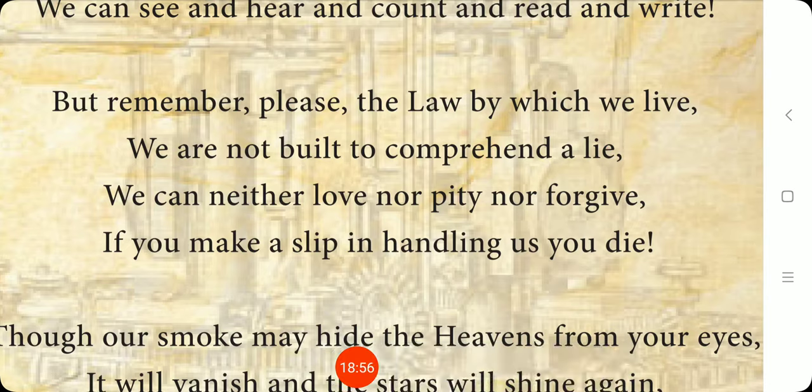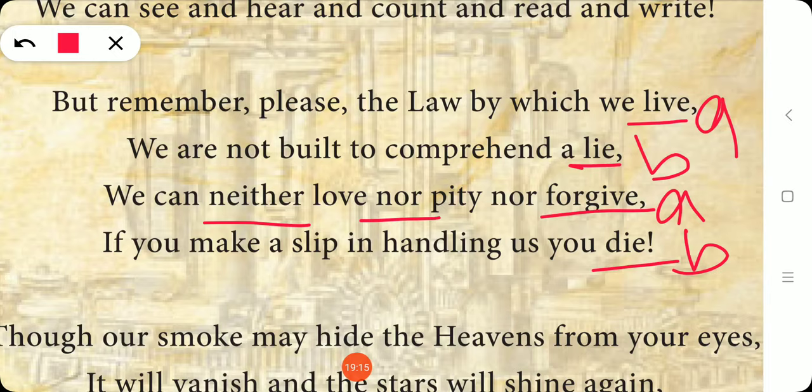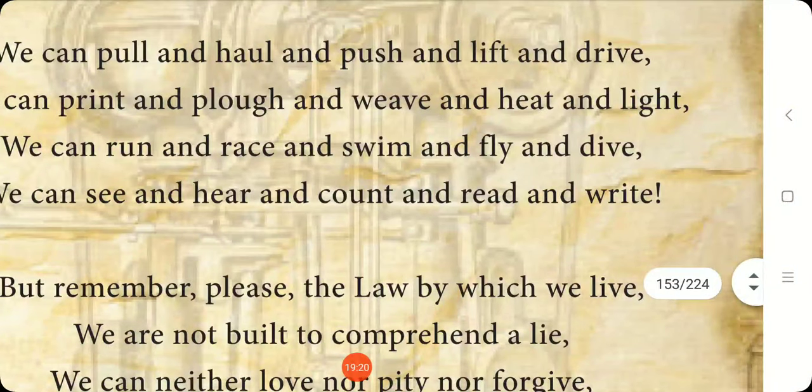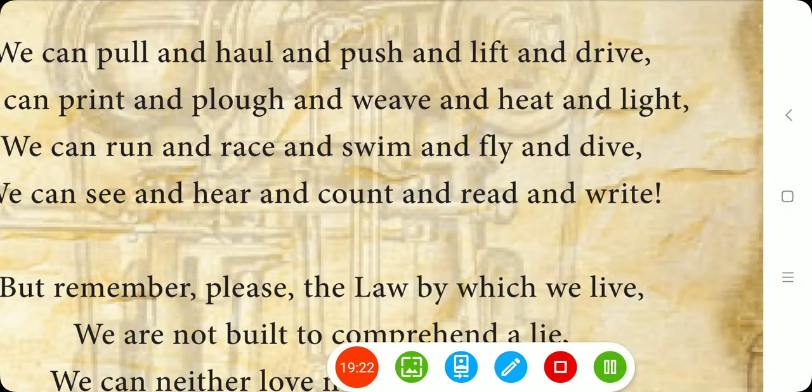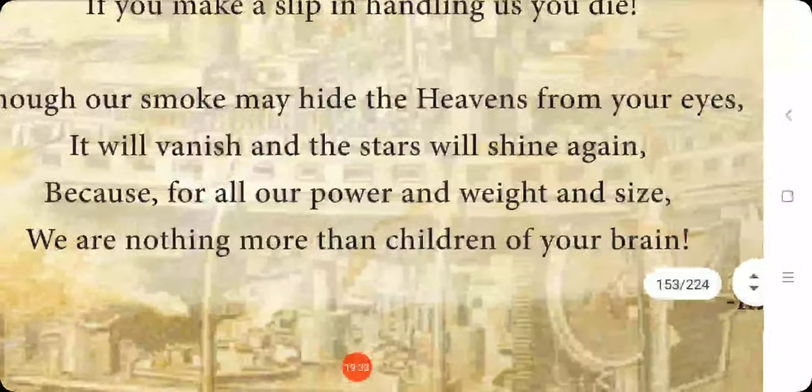What else is here? Live and forgive are rhyming, lie and die are rhyming. So the rhyme scheme of this stanza is also A B A B. And alliterated words, see, neither, nor. The N sound is repeated, so it is an example for alliteration. In the third stanza, drive and dive are rhyming and light and write are rhyming, so A B A B. Understand? Let us go for the last stanza.